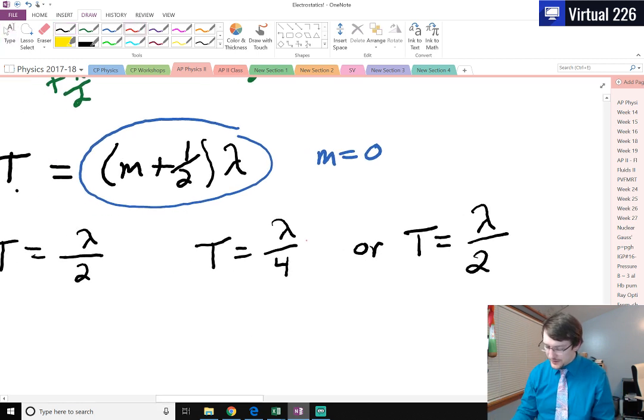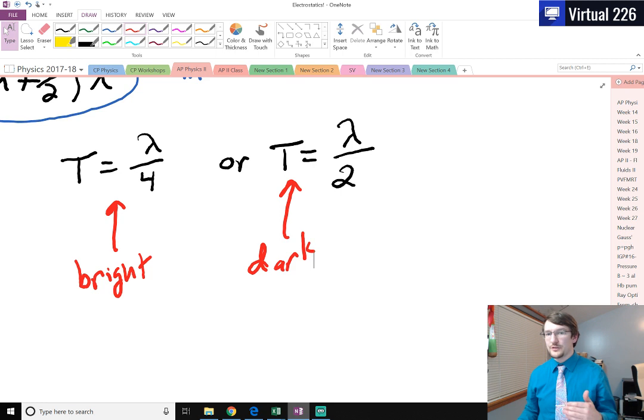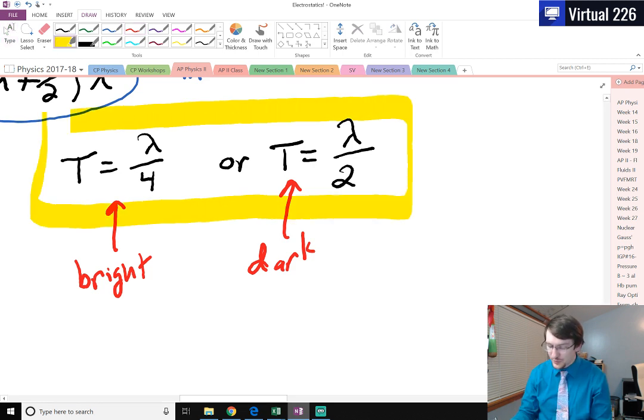In our bubble scenario here, this gave us the bright spot. That means this is going to give us the dark. That doesn't always need to hold true with lambda over 2 being the dark. There are scenarios, depending on how you have a reflection, hard or soft, and the order, maybe hard, hard, maybe soft, soft, maybe soft, hard, maybe hard, soft, whatever, that the lambda over 2 could be the bright spot. It just depends what you have. You just need to work through it each and every time. But no matter what, these will be your 2 answers. It's either going to be lambda over 2 or lambda over 4. It's just a matter of which one it is.